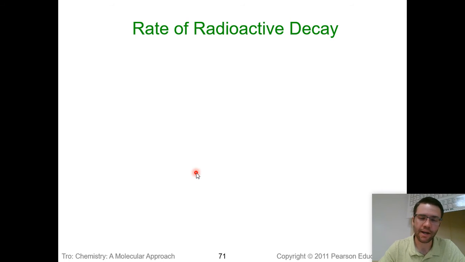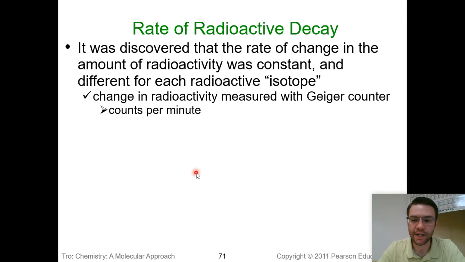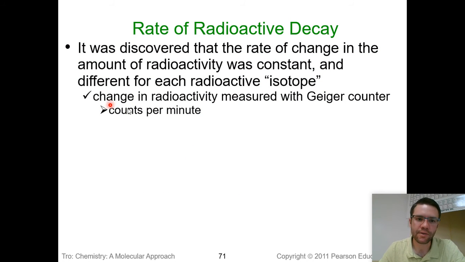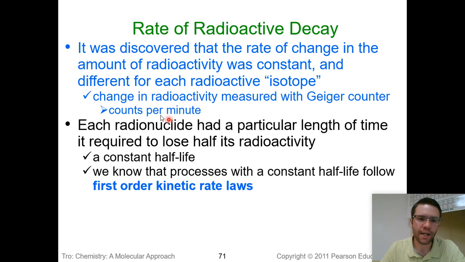Even the food you eat, you can look it up, and if you're interested, look up potassium-40 in bananas. But the thing that we care about is how many counts per minute we get with a Geiger counter. That tells us how fast it's decaying over time. If I had a 1 gram sample, or 1 mole sample, of a radioisotope that decays really fast, it's going to have a lot of counts per minute. But a radioactive isotope that has a half-life on the order of millions or billions of years is going to have very few counts per minute. Each radionuclide has its own particular length of time, that's called the half-life. Everything decays with a first-order kinetic rate law.